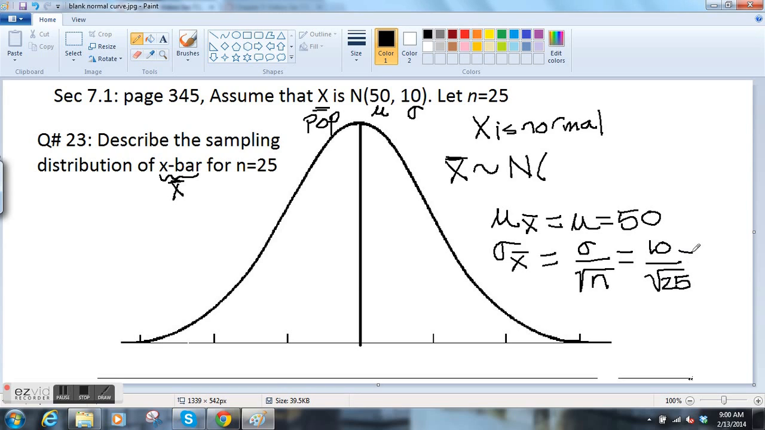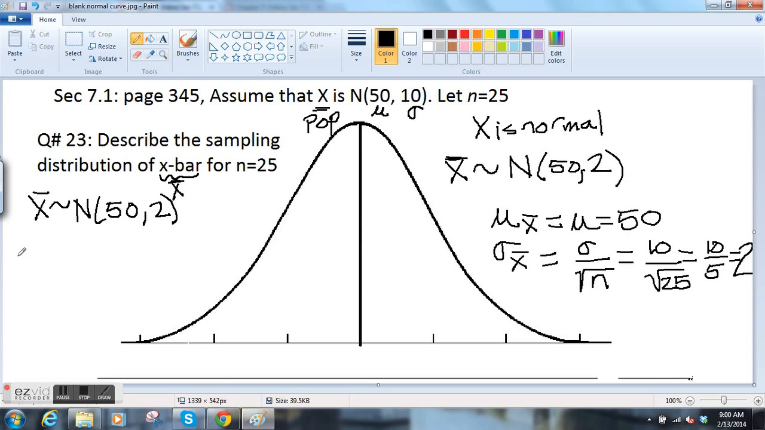These problems always have very nice sample sizes so that you can take the square root easily. So that's 10 divided by 5, which is 2. So, to answer this question, describe the sampling distribution. You would say x bar is normally distributed with a mean of 50 and a standard deviation of 2. And yes, on your test, you can just write it like that. You don't have to include all this stuff.